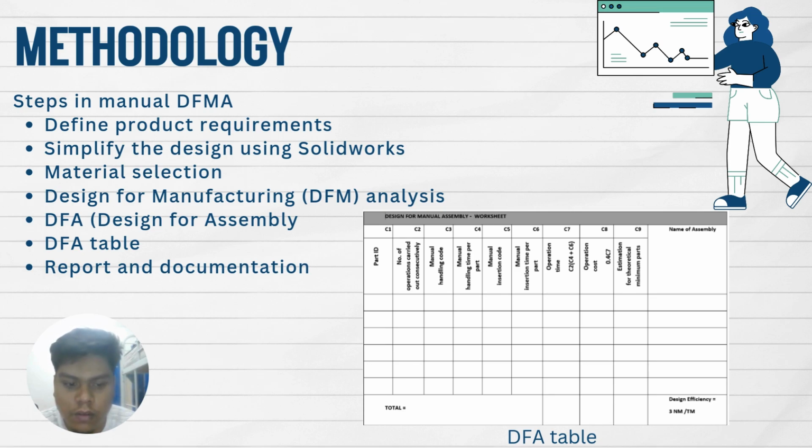This worksheet supports efficiency measurement by quantifying assembly time and cost, helps identify complex or redundant parts for redesign, promotes standardization of components to align with pre-cut manufacturing strategies, and incorporates a design efficiency calculation, which is 3 times NM divided by TM to balance manufacturing cost and product customization. We can see an example of the DFA table in the slide.